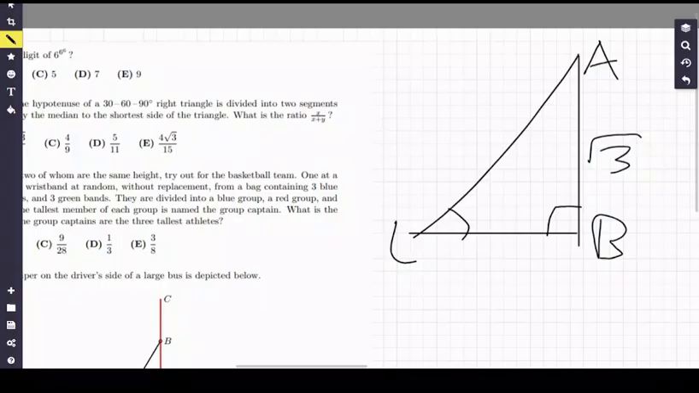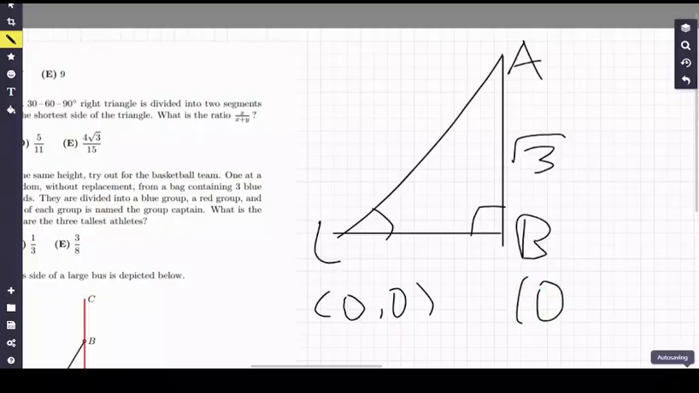And let's say this is a vector, because I like doing vector math. C is at 0,0, and our B here is 0,1, and this is 1, root 3.